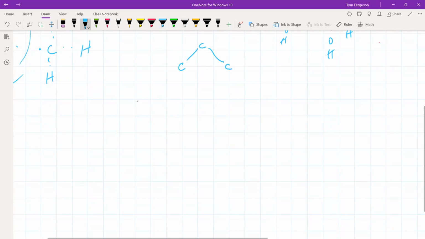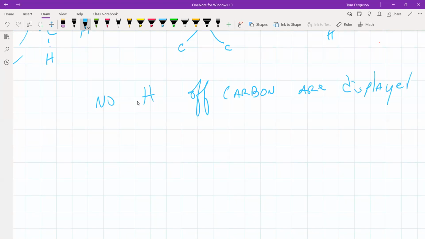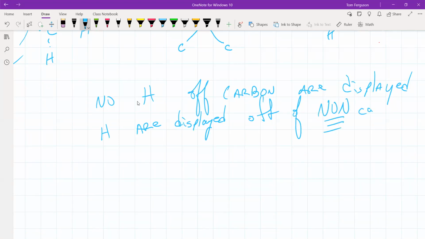Okay, so no hydrogens off of carbon are displayed. The H's are displayed on non-carbons.